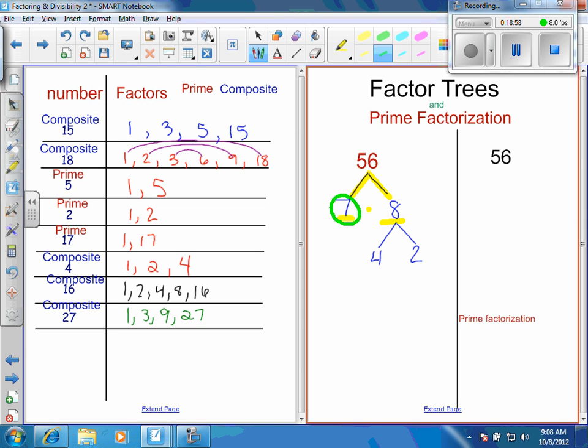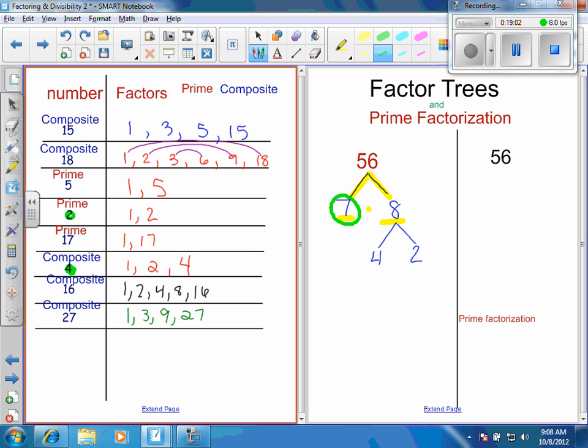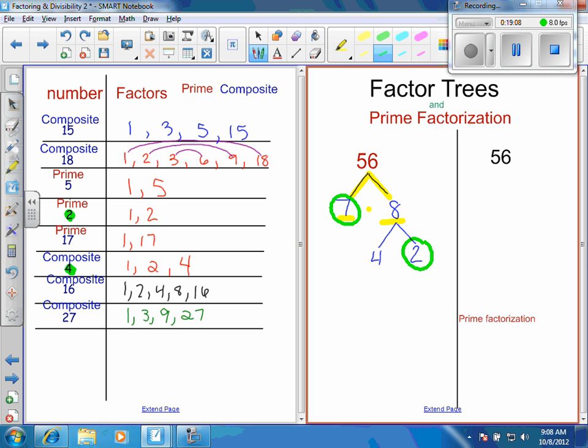Really? They both are? Look at our list. Here's 4, and here's 2. 2 is, and 4 is not, right? So that's the bottom of the tree branch for 2. But for 4, Joe, how can I get 4? 2 times 2. Okay, so now you have all prime numbers at the bottom of your tree.